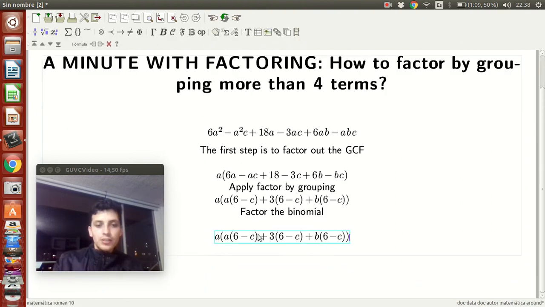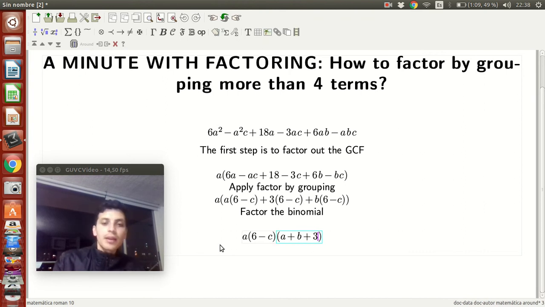So let's factor the binomial. The binomial is 6 minus c. We're going to factor it, and here we have 6 minus c, and a plus 3 plus b. Let me move this 3 here at the end. A plus b plus 3. So we have a times 6 minus c times a plus b plus 3.